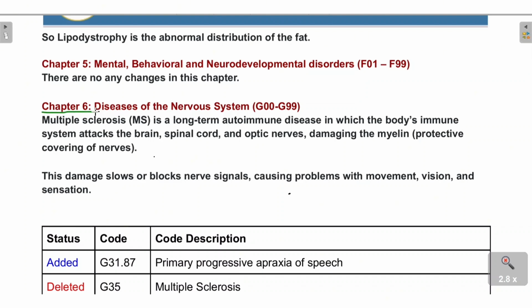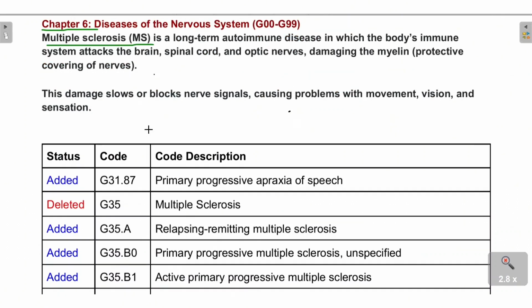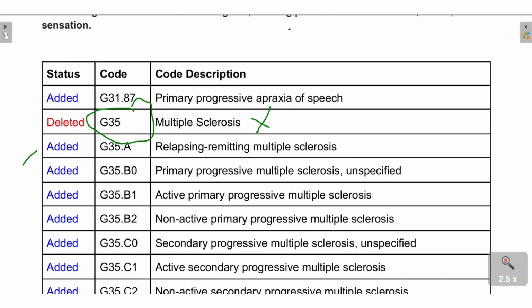Chapter 6. In Chapter 6, there is an important update related to multiple sclerosis. The old code G35, which was used for multiple sclerosis, has been deleted. Instead of one general code, new, more specific codes have been added.